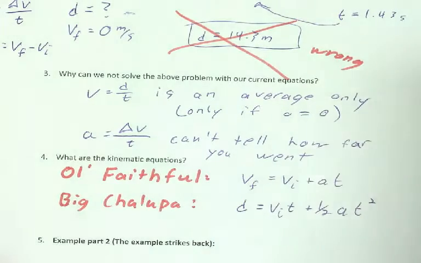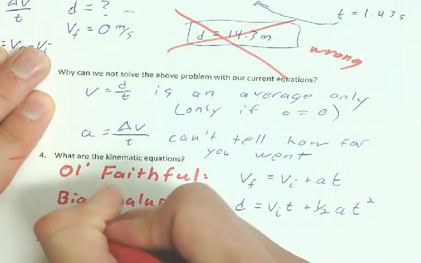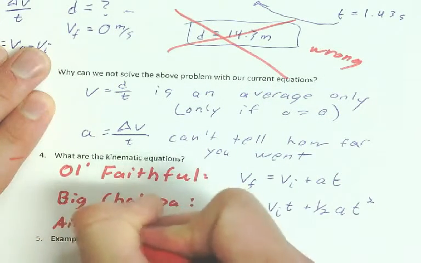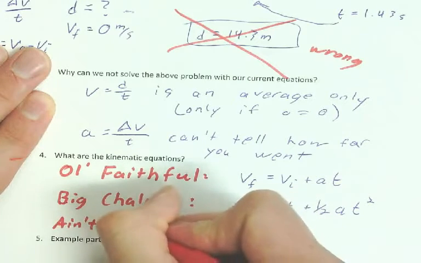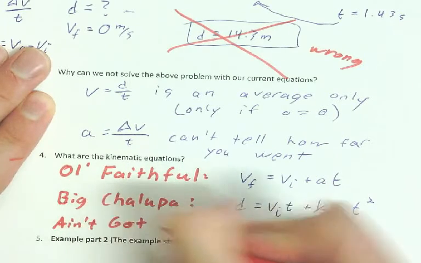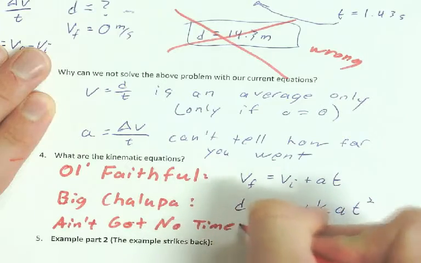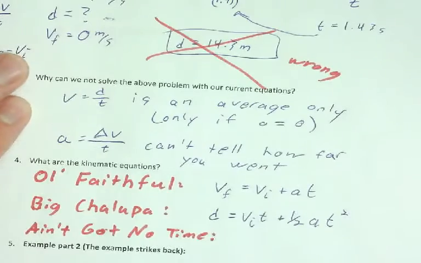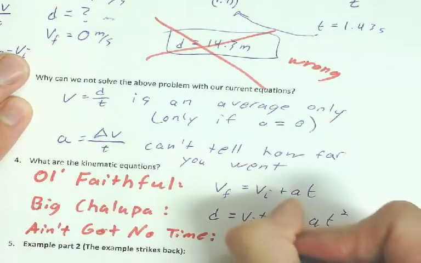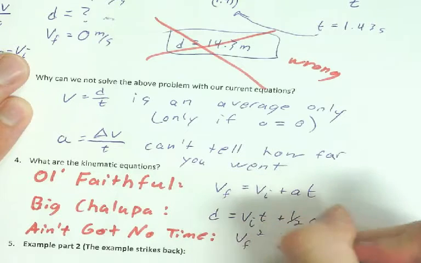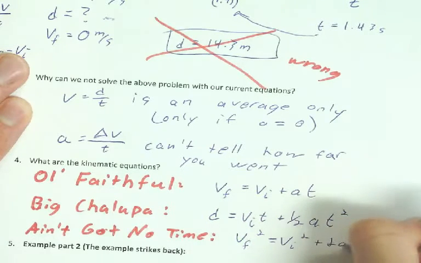And the last one is called Ain't Got No Time because it ain't got no time in it. I was running out of creative ideas. Now, what's the point of having weird names? And here's the equation, by the way: V final squared equals V initial squared plus 2AD.